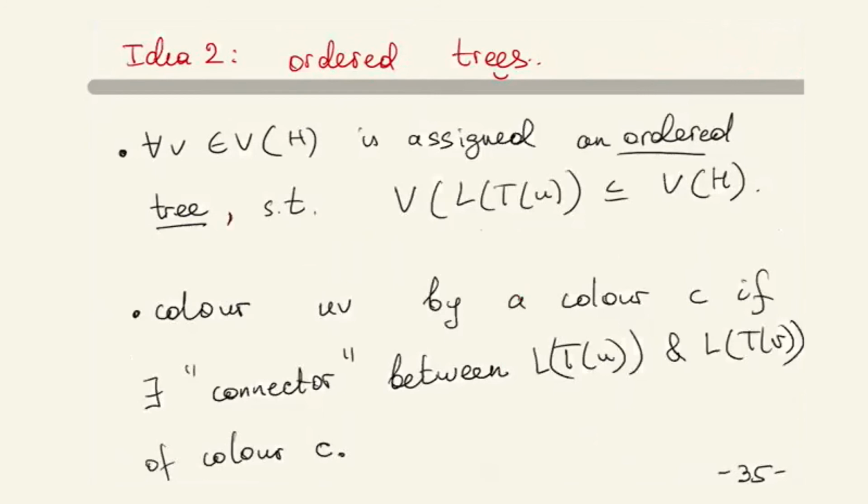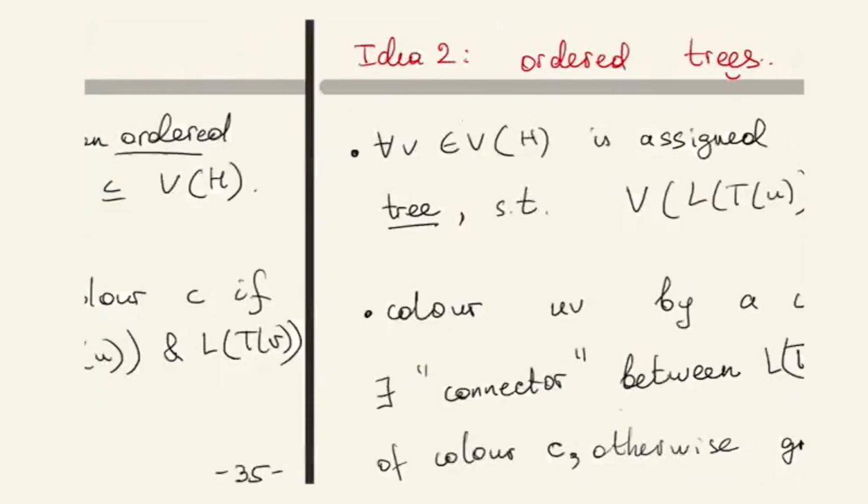I'm going to color the edge between U and V. This is some edge in G to the K, and this K is going to be a different K. It's a bit difficult to say this part, but basically you take any UV edge which appears in some power of my graph, and I color it by a specific color C if there exists something which I call a connector between the leaf sets of color C. I'll explain what this means in a second.